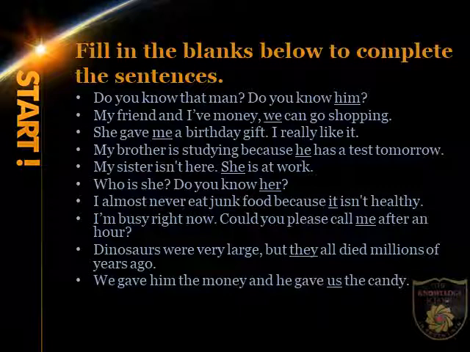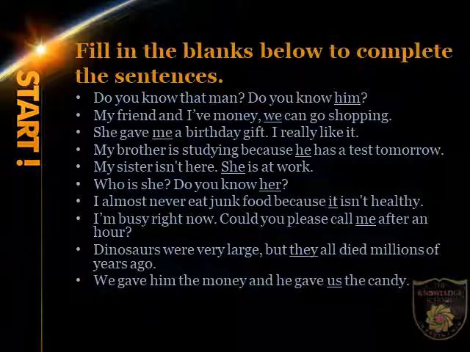Next is: dinosaurs were very large, but dash all died millions of years ago. The word is they. They all died millions of years ago. The last one is: we gave him the money and he gave dash the candy. And the word is us. He gave us the candy. And this question is completed.